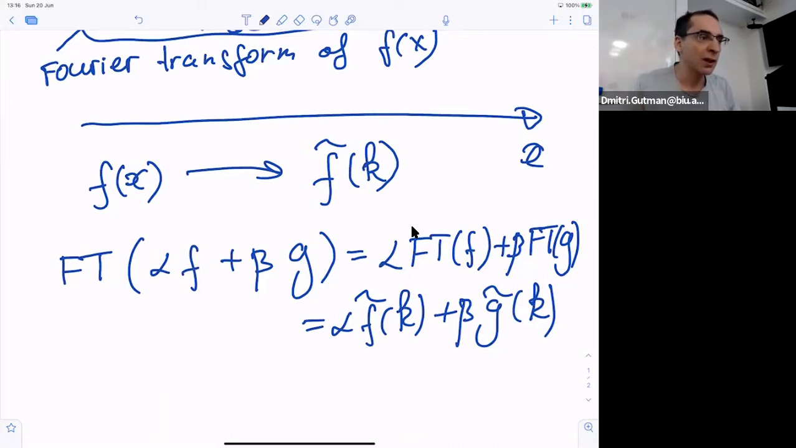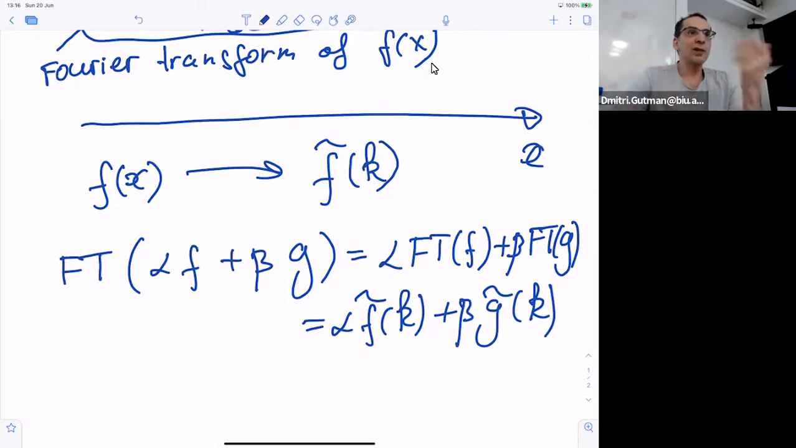So if I apply to a superposition of functions, Fourier transform acts linearly, and this property is probably obvious. If anybody does not see this property, please send me a message and we will do it. Is anybody for whom this property, the linearity of Fourier transform, is not obvious in the audience? Stop me here. Okay, so assume it's obvious.